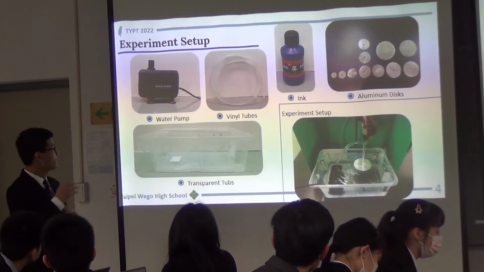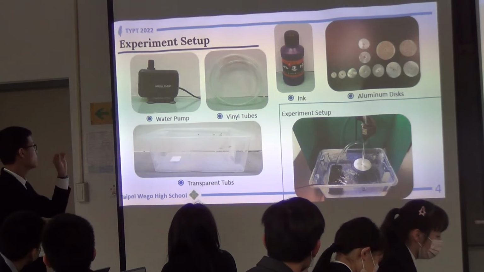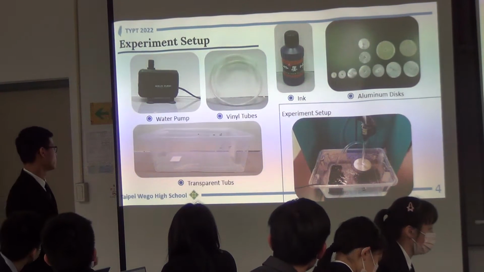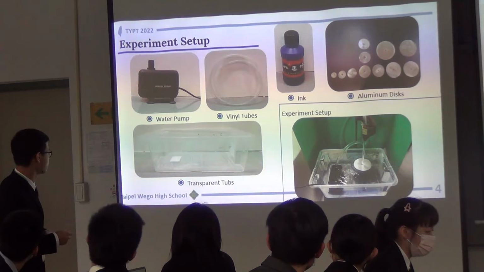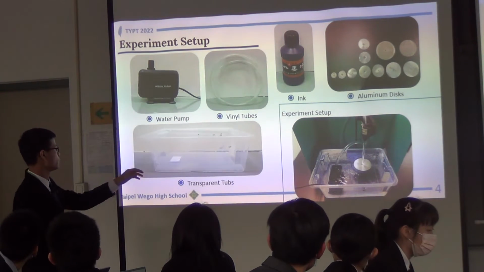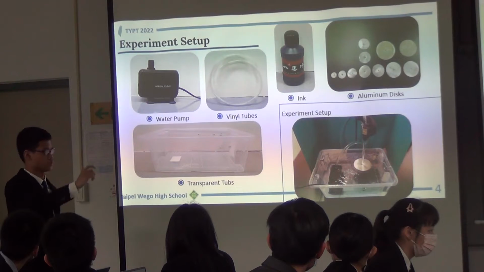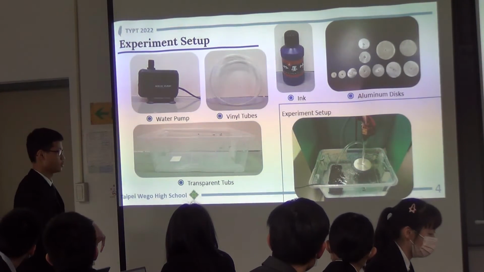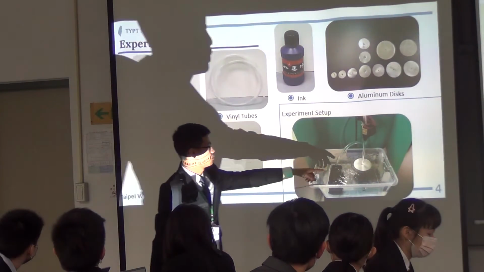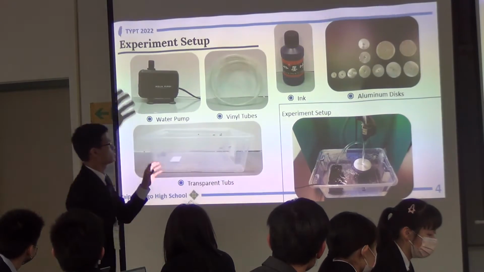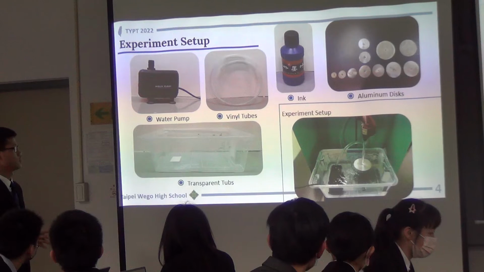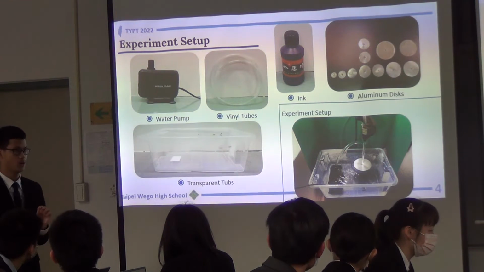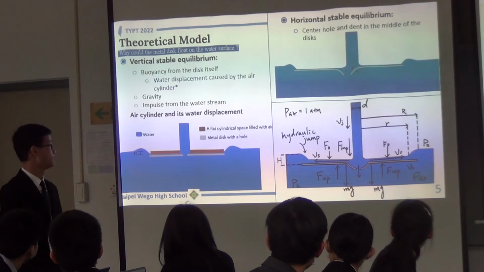And this is our experiment setup. We use a water pump inside a transparent tub to make sure that the water flows at a constant speed. And we use a vinyl tube to direct the water, to make sure it's completely vertical to the plates. And we use multiple aluminum discs to conduct the experiments. And at last, we use ink, and I'll explain that further later.